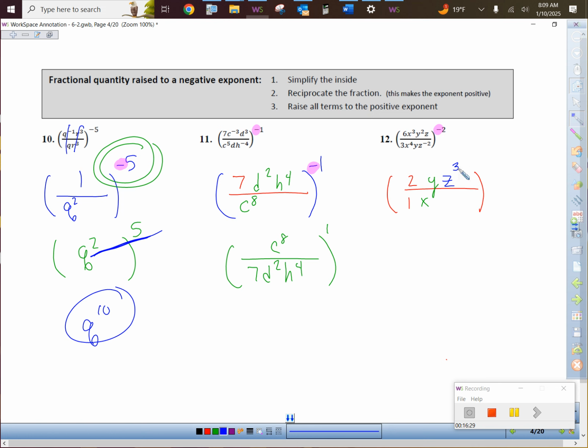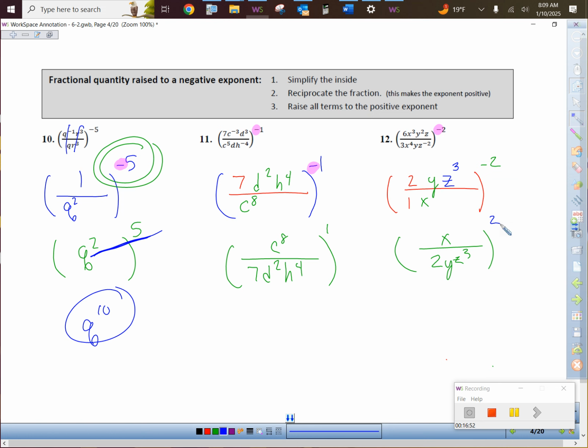Hey, I forgot something, though. I forgot to put this -2 up there on the outside. That happens to people a lot, myself included. Now, since it's got a negative exponent, I shall reciprocate the base. So 1x over 2yz cubed should all be raised to the positive second power.